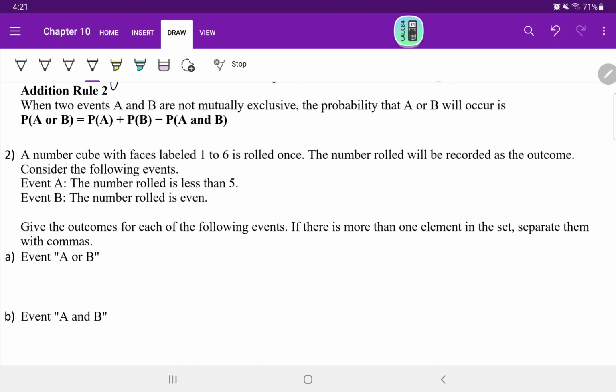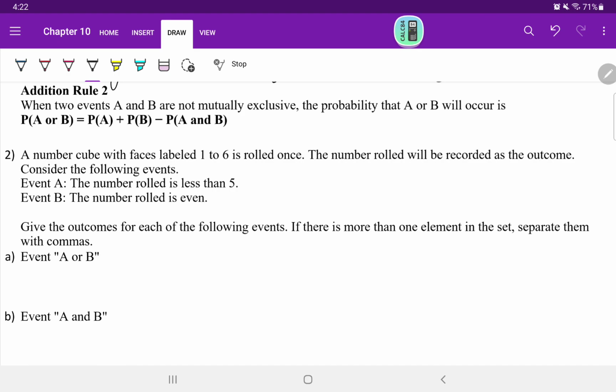A number cube with faces labeled 1 to 6 is rolled once. The number rolled will be recorded as the outcome. Event A, the number rolled is less than 5. Event B, the number rolled is even. Give the outcomes for each of the following events. If there is more than one element in the set, separate them with commas.